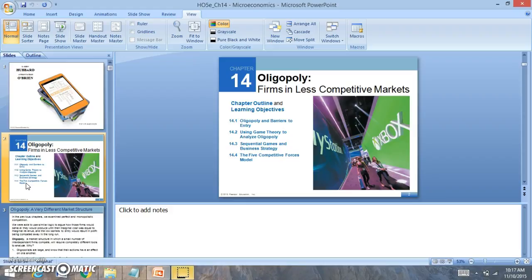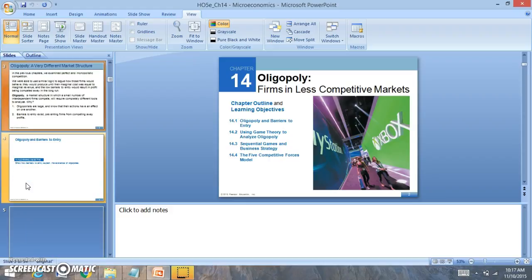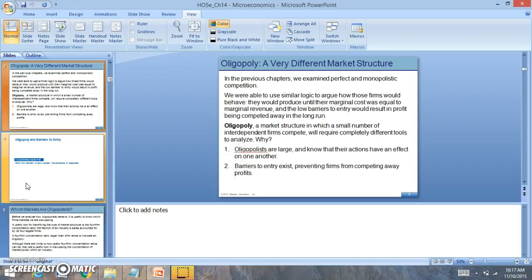Chapter 14 is going to be dealing with the oligopoly market structure. With the oligopoly market structure, we're going to be focusing on the different barriers to entry and exit in the market. An oligopoly is a market structure that's characterized by having few firms in the industry producing products that are very similar but slightly differentiated.